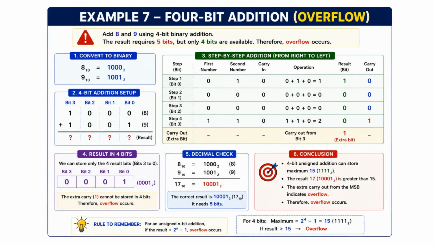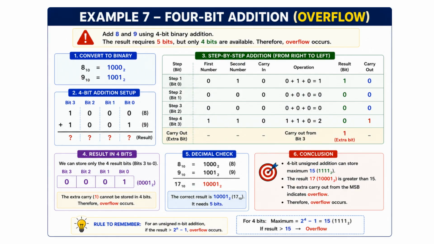This time, we are adding 8 and 9. First, convert both numbers to binary. 8 becomes 1,000, and 9 becomes 1,001. Now, add them together, starting from the rightmost bit. The correct binary result is 10,001. Let's verify using decimal numbers. 8 plus 9 equals 17, and 17 in binary is 10,001.